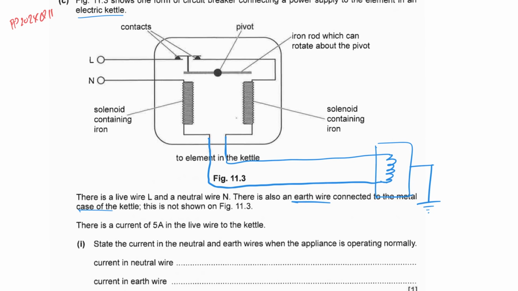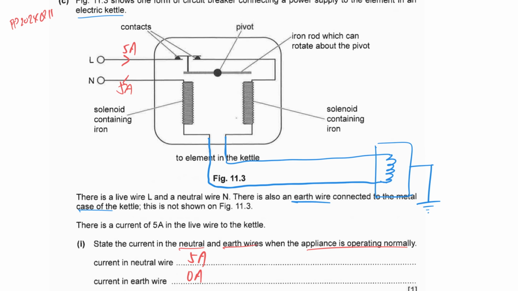Maybe let's start with the first part of the question first, which is quite straightforward. They ask you what is the current in the neutral and earth wire when the appliance is operating normally. That means to say there's no electrical fault. So if the current flowing in from the live wire is 5 ampere, the current that's flowing out will also be 5 ampere. Since there won't be any leakage, the current flowing through the earth wire will be 0 and the neutral wire will be 5.